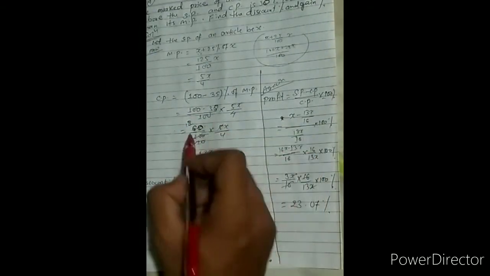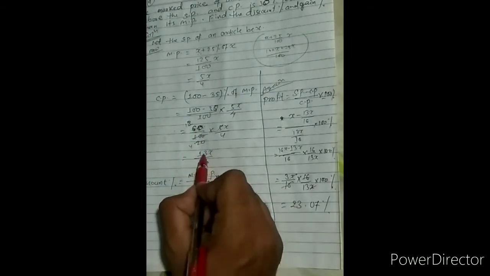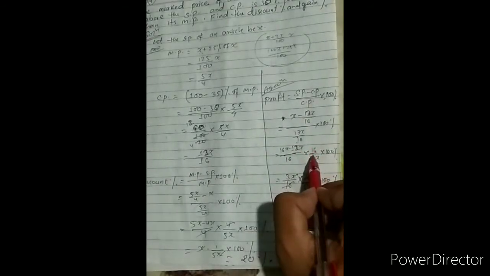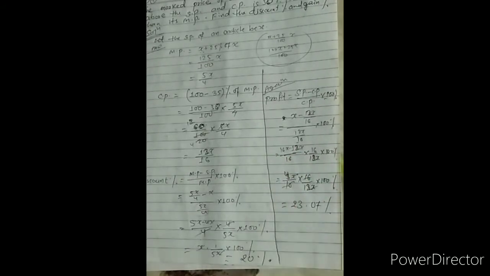So it will be 12 in the place of 12. Here is also 12. Here is also 12. 16 minus 12 is 4. Now 400 divided by 12.